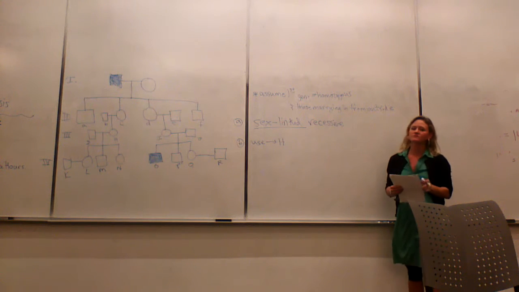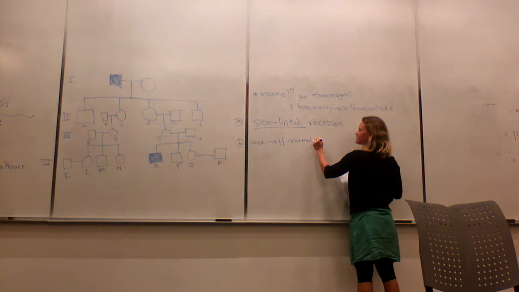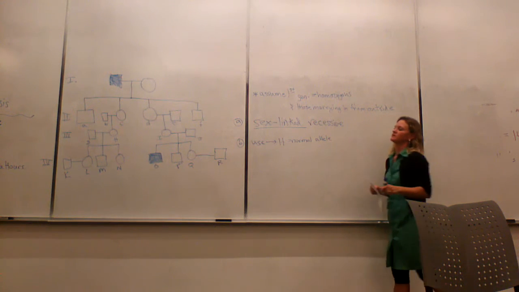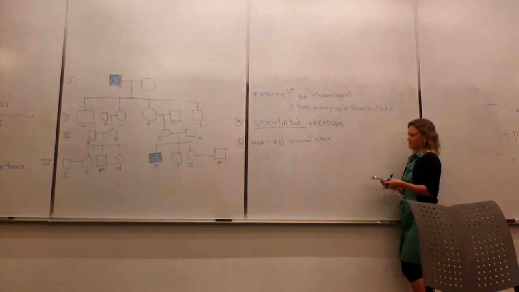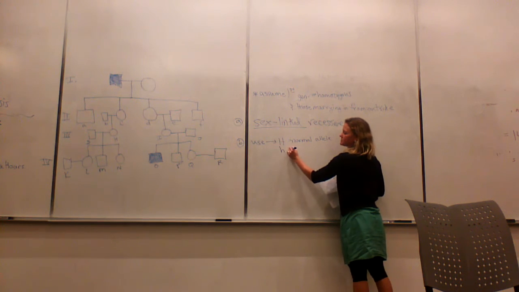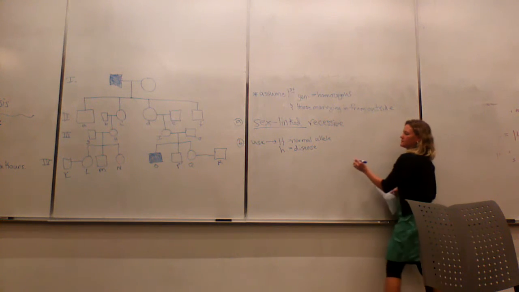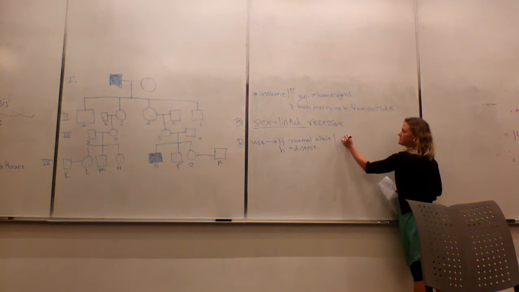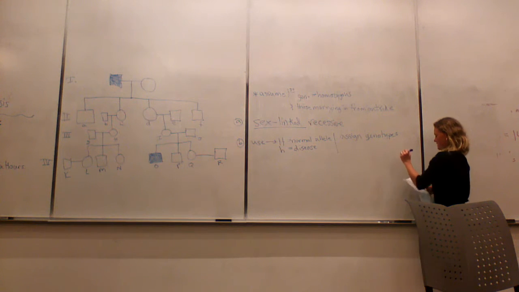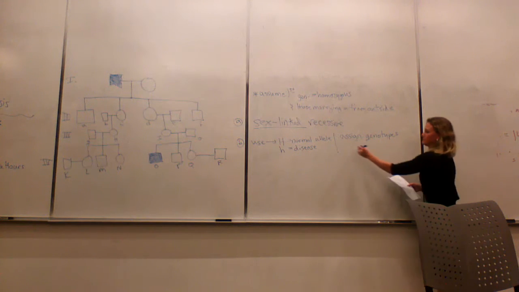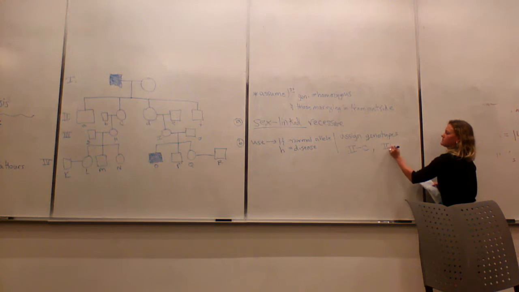Now your problem says use the allele H, okay? So H equals our wild type normal allele. Turns out this is actually hemophilia, a family that has hemophilia. So capital H is going to be our normal allele. Little h will be the disease allele. And it's asking you now, let's assign some genotypes. You can assign genotypes to a lot of individuals, but for practice we'll do 2C and 2D.